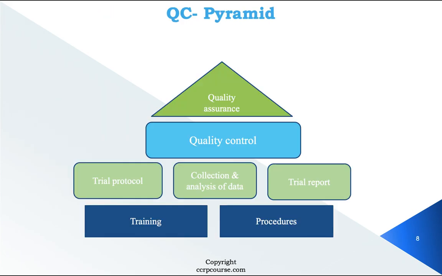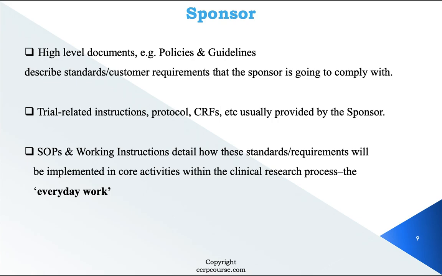And this is the QC pyramid, which starts with the training and the procedures and works its way up to the trial protocol, the collection and analysis of data, and the trial report, and then the quality control, and then the quality assurance.